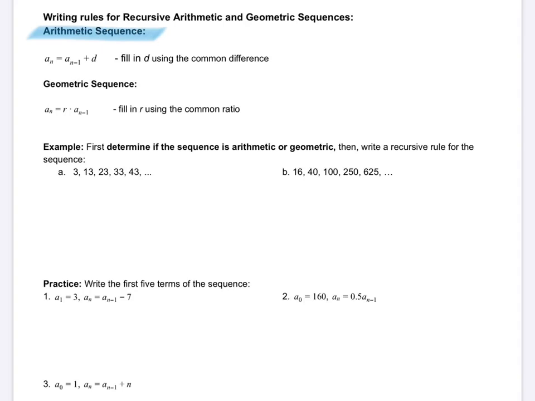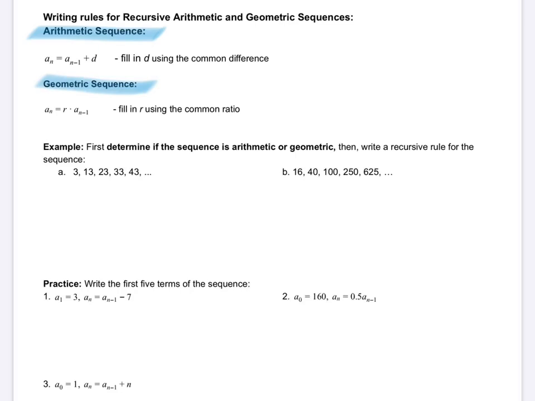All right, so arithmetic sequence is when we add to get to the next term, and a geometric sequence is when we multiply to get to the next term. And we went over in previous lessons how to find either the common difference, which is what we're adding, or the common ratio, which is what we're multiplying. So we're going to try these out down here. It says first determine if the sequence is arithmetic or geometric, and then write the recursive sequence.